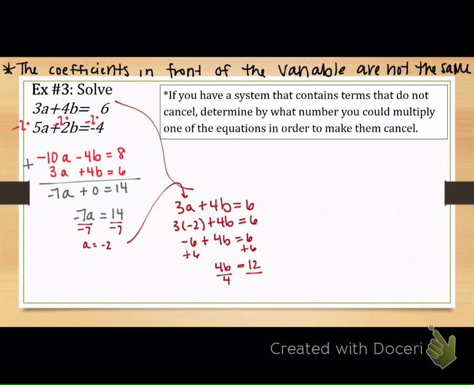So b equals 3. So give me the correct ordered pair, Jenny. How would we write this ordered pair? Good. Always in alphabetical order. All right. So look at that there. See if you have any questions for me before we move on to the next slide.